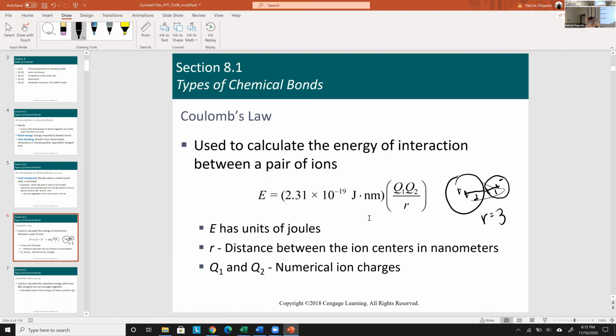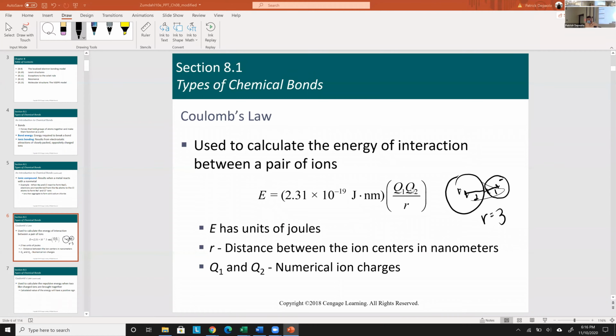Let's see what the chat had to say. Directly. Yes, they're directly proportional. Good. And it makes logical sense. If you have things with more charges, a +3 and a -3, they're going to be super attracted to each other compared to a +1 and a -1. So that's where that comes from.